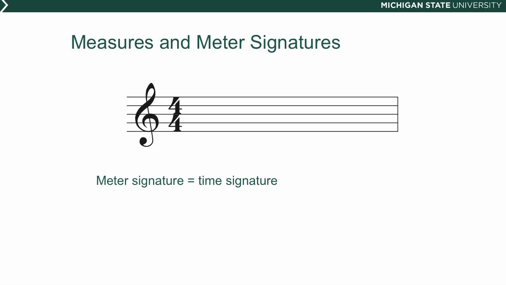Notice that it's just a 4 on top of a 4, not a fraction. We say "four four," not "four over four." 4/4 tells us that each measure contains the equivalent of 4 quarter notes. This is absolute. Every measure must contain the equivalent of 4 quarter notes, such as 8 eighth notes, 1 whole note, a half note and 2 quarter notes, 128 128th notes, and so on.